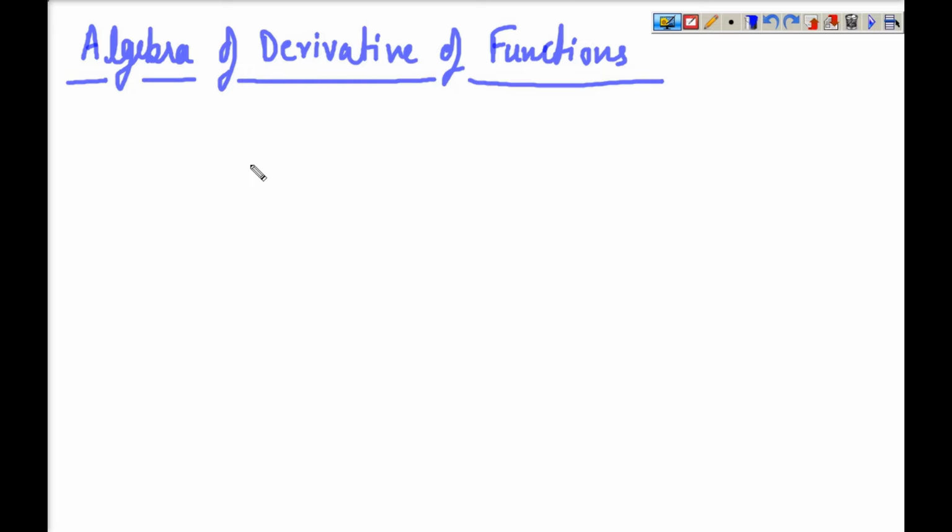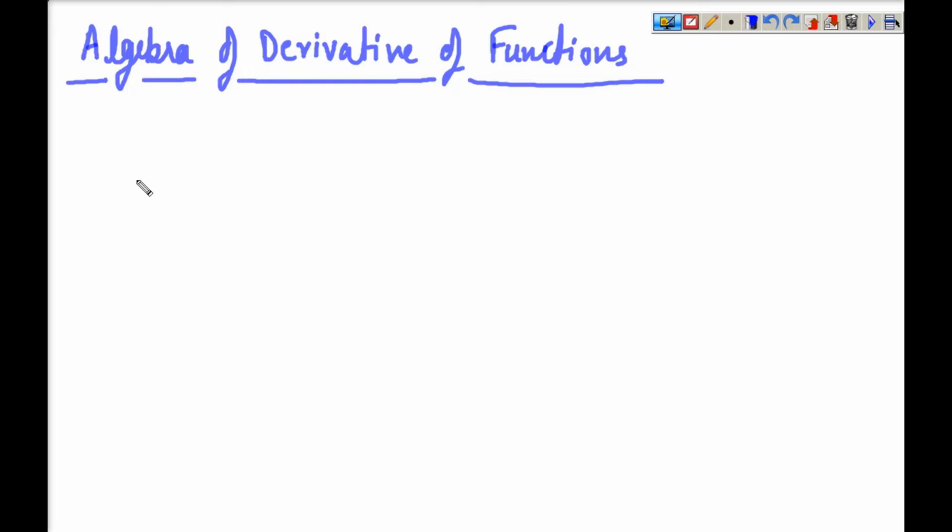So in the last video we talked about derivatives, including how to use limits to find the derivative of a function at a point. In this video we are not going to talk about limits. We are not going to use limits to find the derivatives. Rather, we are going to look into the algebra of derivatives itself and see how we can find the derivative of different kinds of functions.